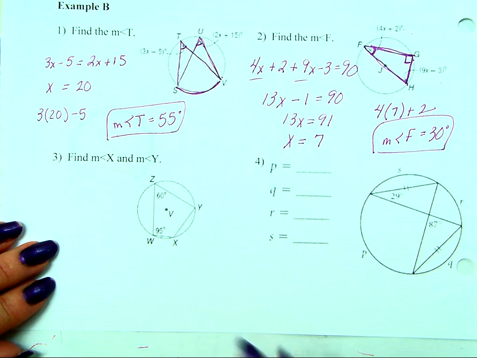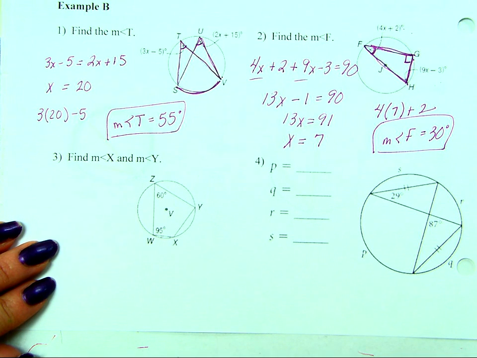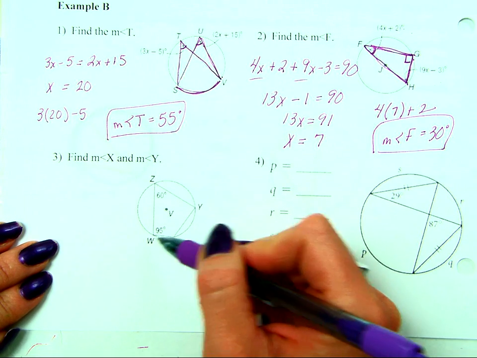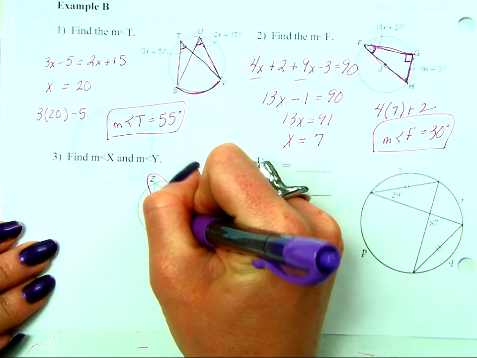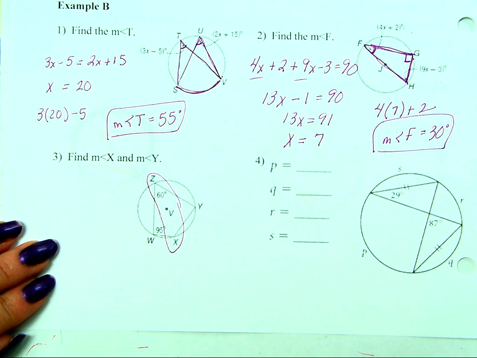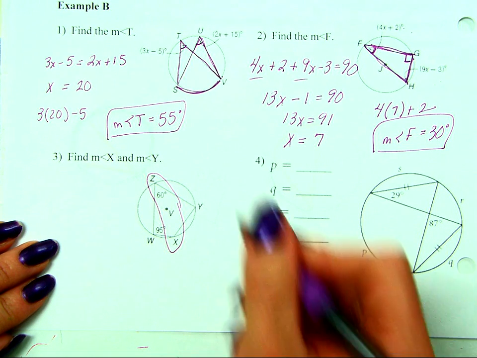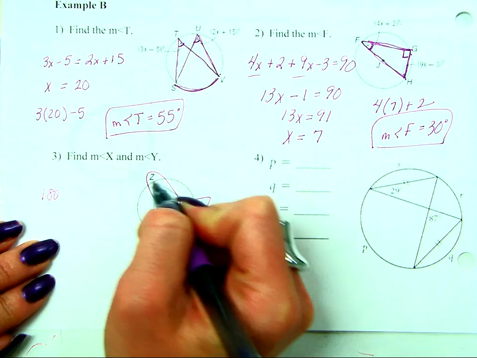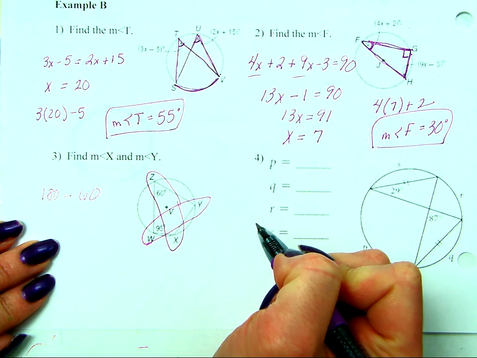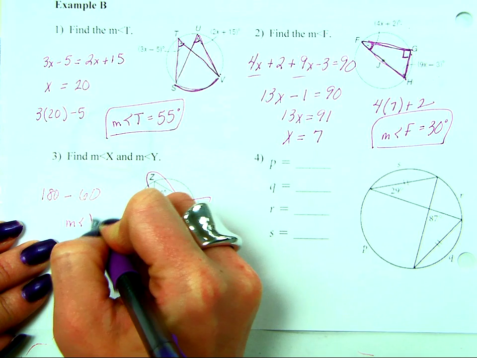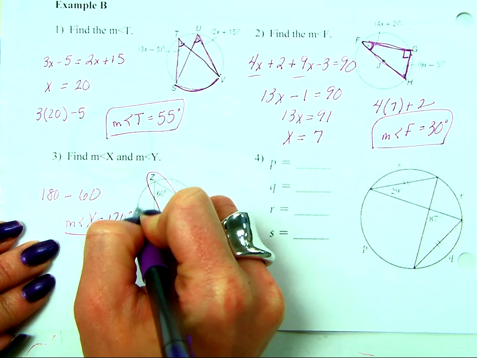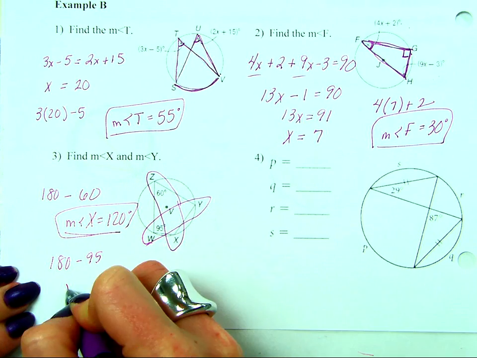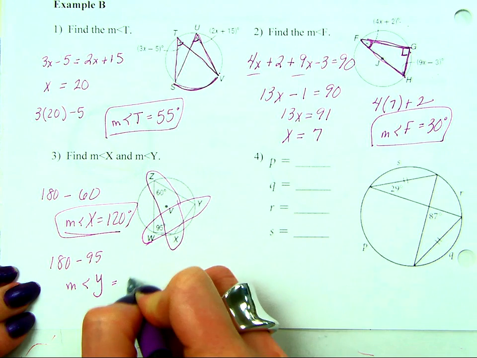Number 3 asks me to think about finding the measure of angle X. As I look at my diagram here, I see I have a cyclic quadrilateral, and what that told us was that my opposite angles must be supplementary. Finding my angle X and finding my angle Y, I'm simply going to find the supplements. 180 minus 60, so the measure of angle X must be 120 degrees. 180 minus 95, my measure of angle Y must be 85 degrees.